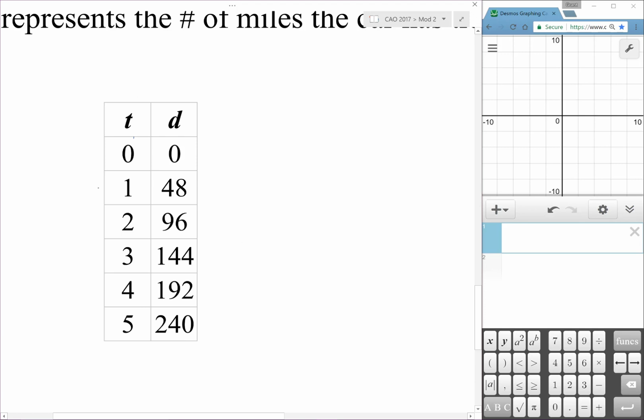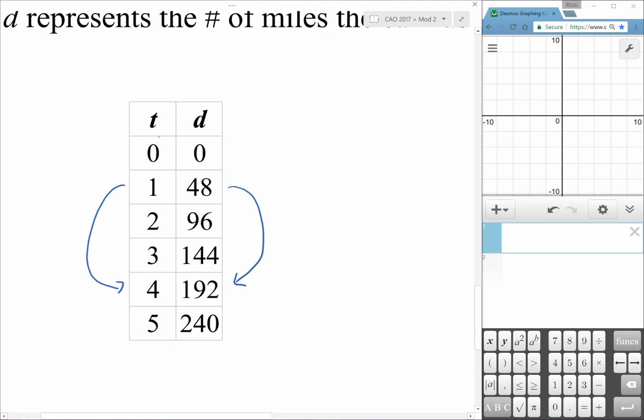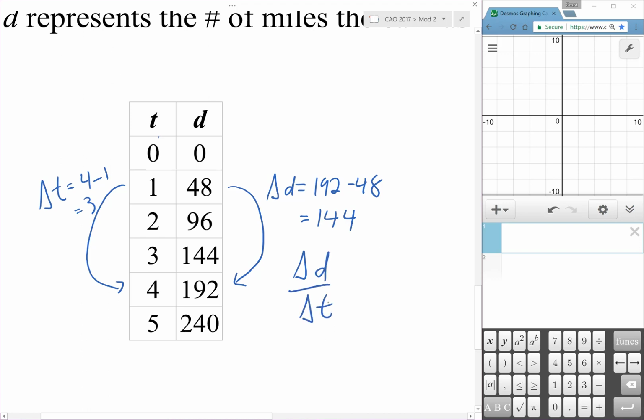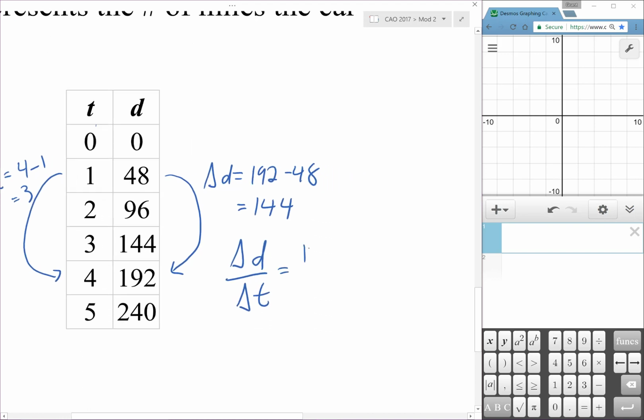So for example, if we imagine t increasing from 1 to 4, then we know that d increases from 48 to 192. And over this interval of time, the change in time is equal to 4 minus 1, which is equal to 3. And the change in distance is equal to 192 minus 48, which is equal to 144. And if we look at the ratio of the change in distance to change in time over this interval, we see that this ratio is equal to 144 divided by 3, which is equal to 48.